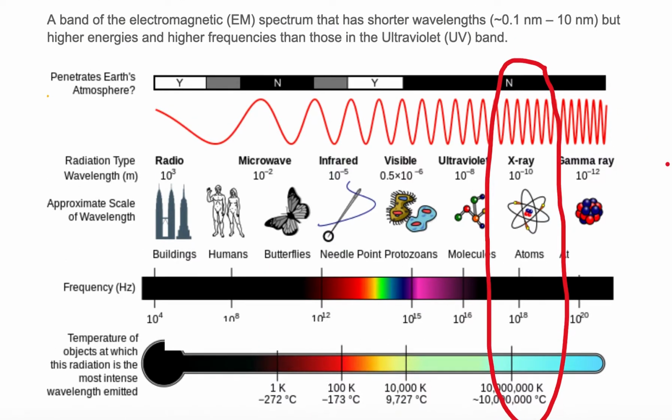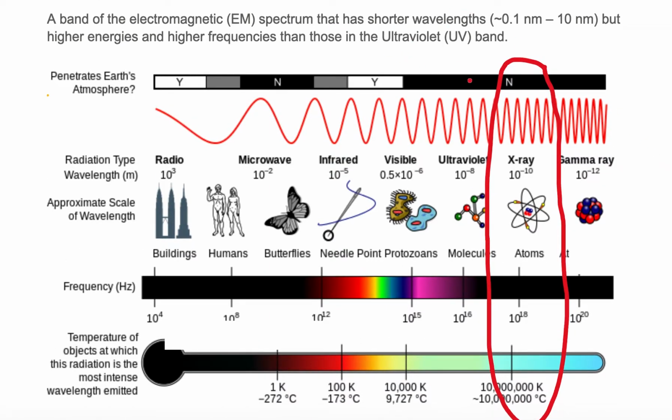Now, according to the definition, it is a band that has shorter wavelengths than those in the ultraviolet band. Well, the ultraviolet band is just one to the left, and if we compare it with the radio band, we see the length of the wave is rather large, which is the distance from peak to peak, but the wavelength gets shorter as you go from microwave to infrared to visible to ultraviolet and now into the X-rays. The length between the peak to peak of the wave is much smaller than that in the ultraviolet band.